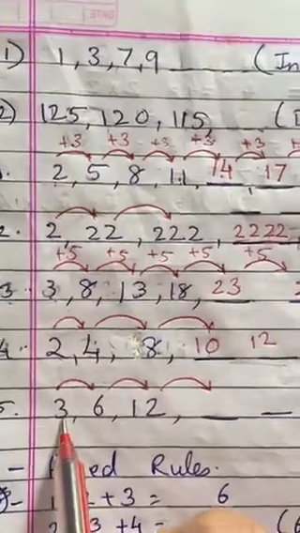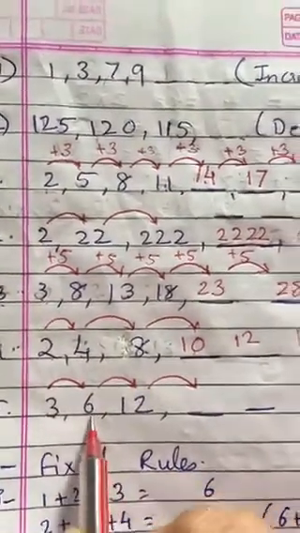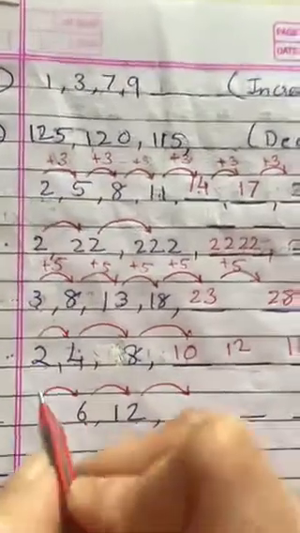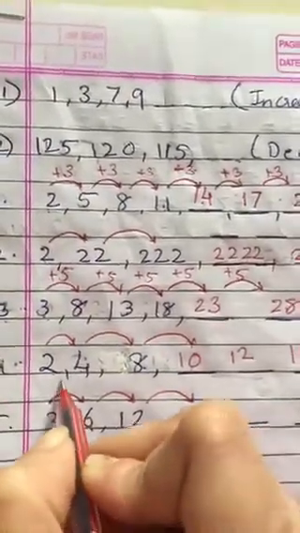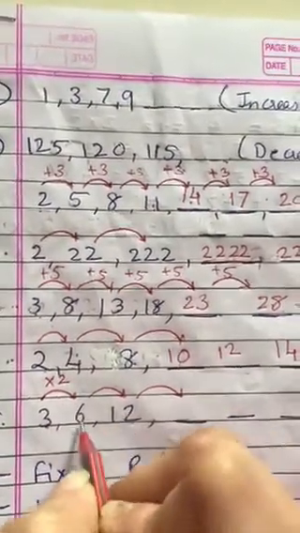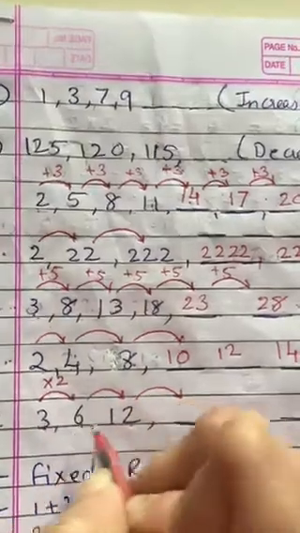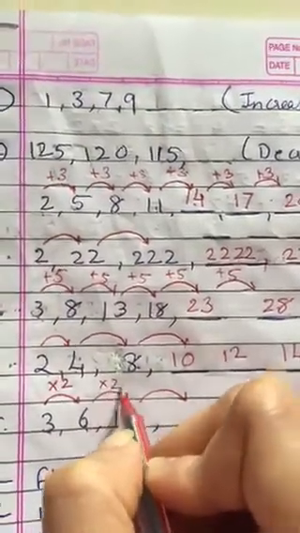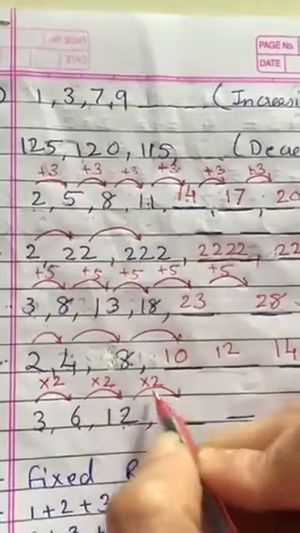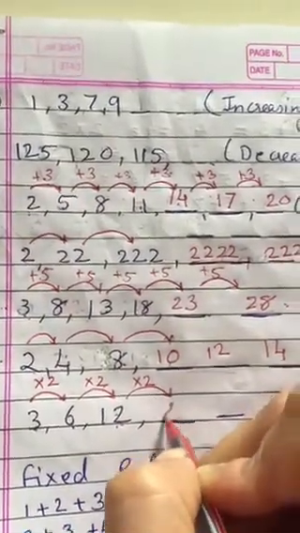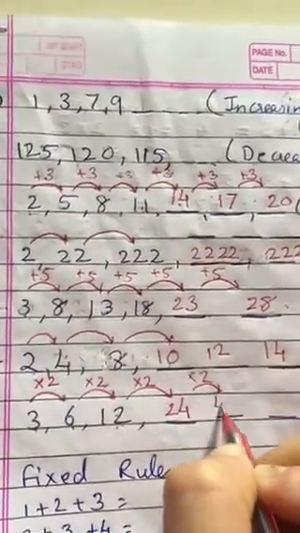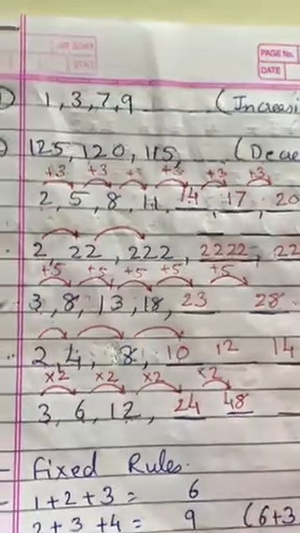Now here if you see 3 6 12, what do you observe? From 3 to 6 it goes, it is multiplying by 2. From 6 to 12, again it is multiplying by 2. So 12 into 2 is how much? 12 twos are 24. So into 2 is 48 and so on.